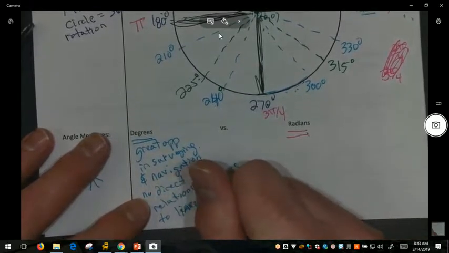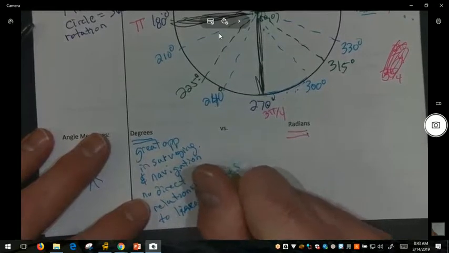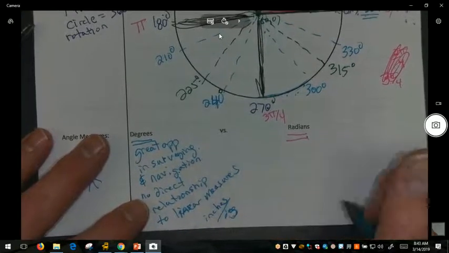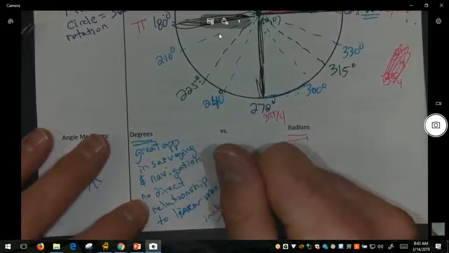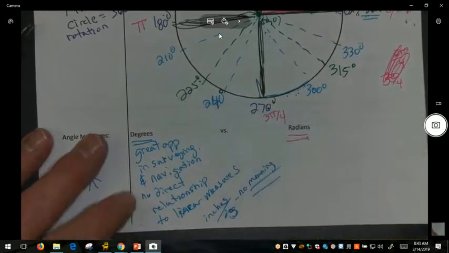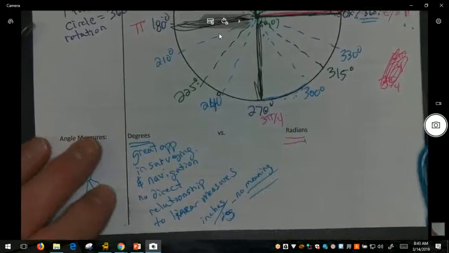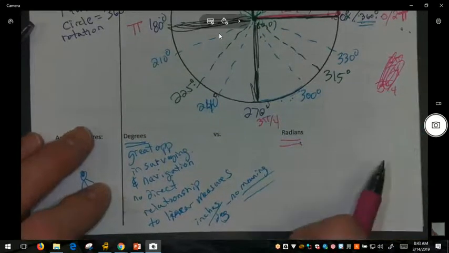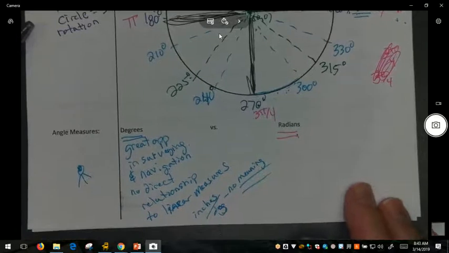Inches over degrees has no meaning. Inches per degree, oh, I've traveled so many inches per degree, has no meaning. And right now you're going, well, how would it have a meaning? Because for most of you, you've worked primarily in degrees up until now. Some of you did a little bit with radians, but not a ton last year.